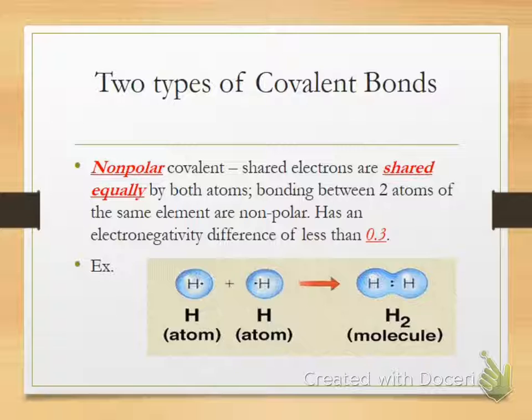If we share equally, in other words, same amount of time they get the electron, then that's called nonpolar, because they don't create those dipoles. And those have to be less than 0.3, their electronegativity difference. So our diatomic elements, or if it's bonded to the same thing, so if a hydrogen's bonded to a hydrogen, what's its electronegativity difference going to be? 0, because they have the same electronegativity value. Okay?